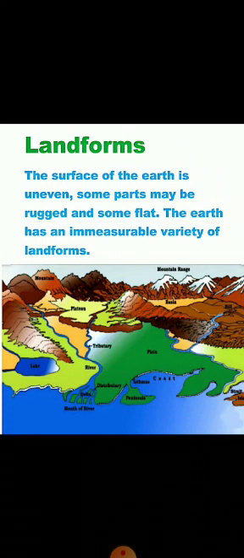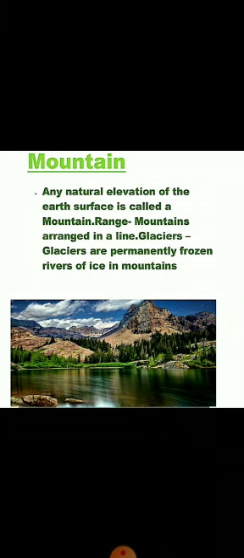As we all know, the earth does not have an even surface. While some parts are flat, others are raised. This variation in the physical forms of the earth is called relief. Landforms are the relief features of the earth. Mountains, plateaus, plains, deserts, and rivers are the main relief features of the earth. So we'll start with the mountain.